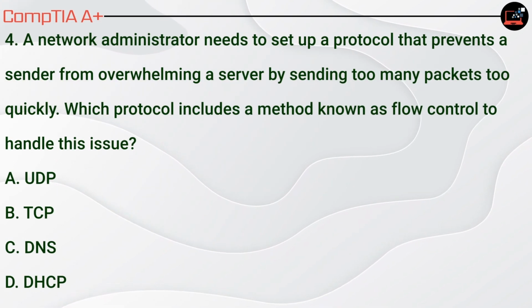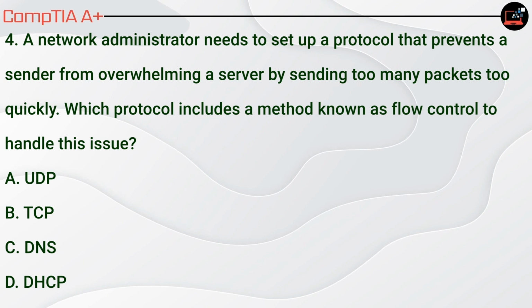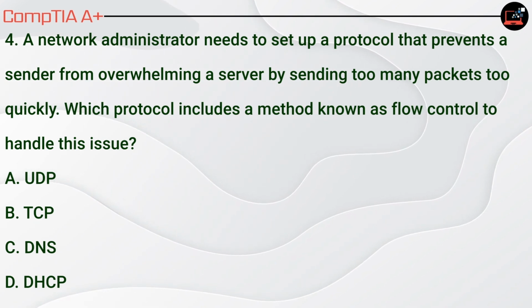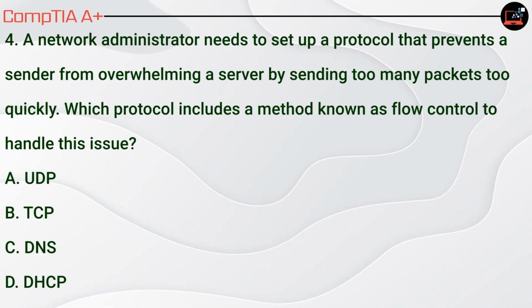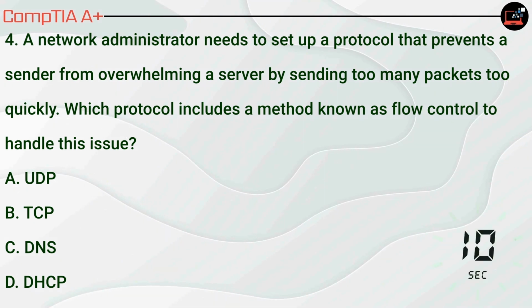4. A network administrator needs to set up a protocol that prevents a sender from overwhelming a server by sending too many packets too quickly. Which protocol includes a method known as flow control to handle this issue? A, UDP, B, TCP, C, DNS, D, DHCP.